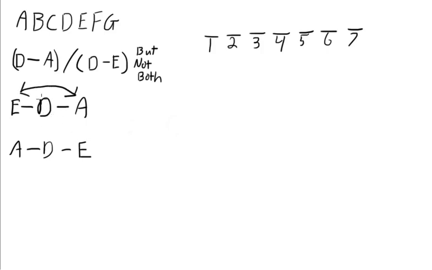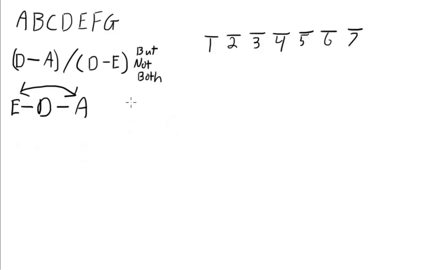And this tells us that D is somewhere in between E and A. We just don't know the order of E and A, but we do know that D is somewhere in between them. So that's the first common rule where we see some kind of sequencing with but not both.